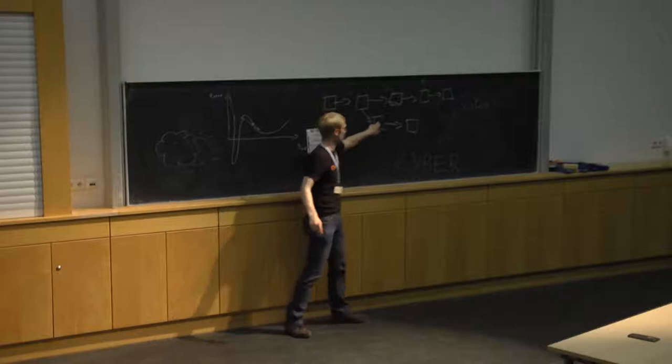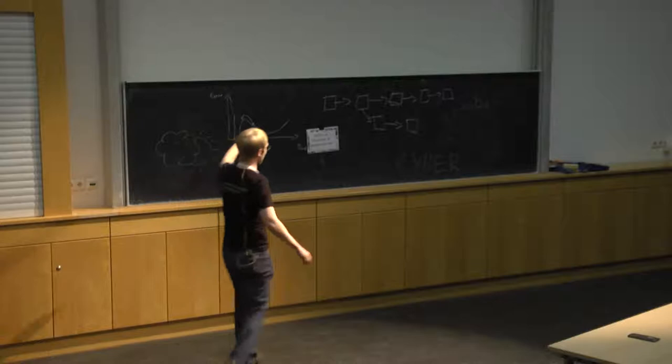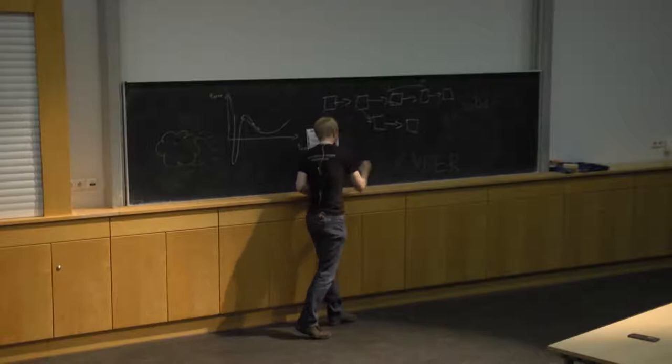But by definition, the longest chain wins. So the longest chain is always the valid one. And this is the one chain that goes forward. So this here is the valid chain. This one here gets discarded. So it's really just one long chain.